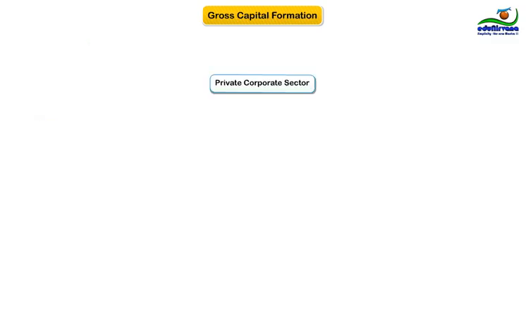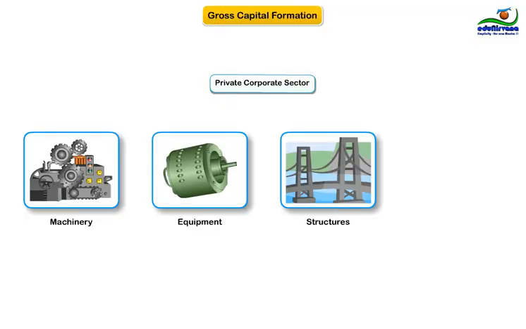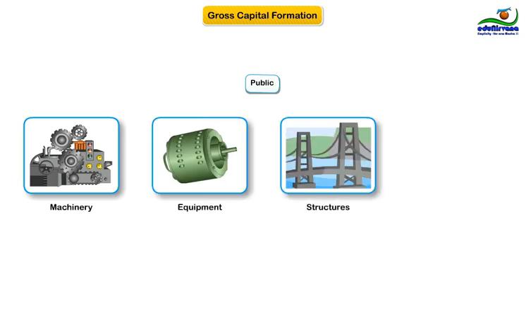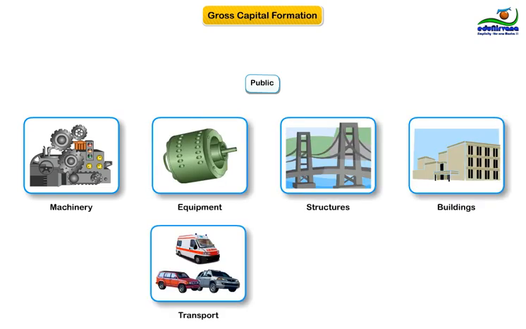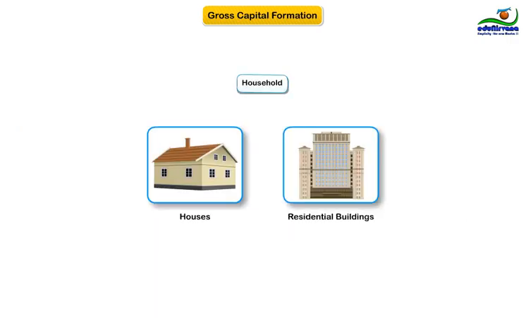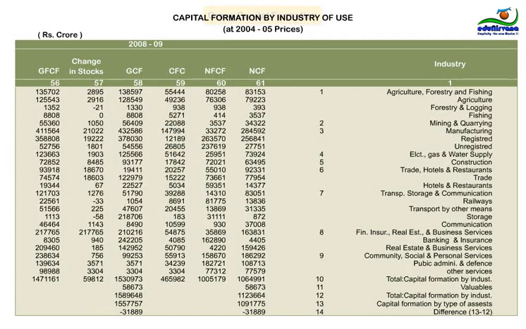Broadly, the private corporate sector, by investing in machinery, equipment, structures and buildings; the public sector, by investing in machinery, equipment, structures, buildings, transport, communication; and households, by investing in houses and residential buildings, participate in the country's capital formation. Let's see what is the contribution of each of them in creating gross capital for the country.